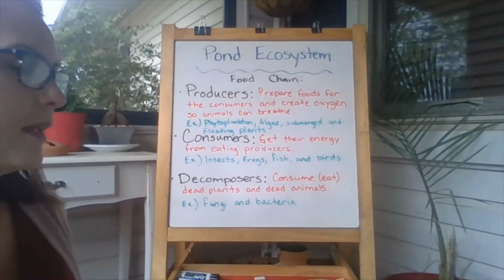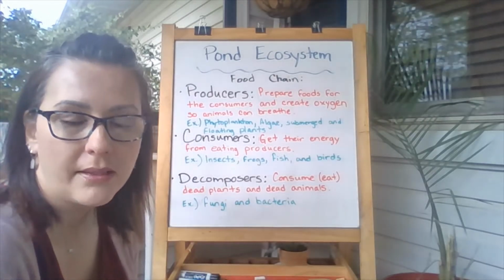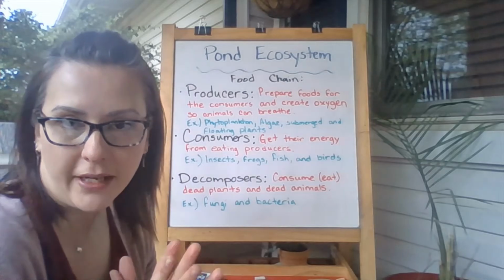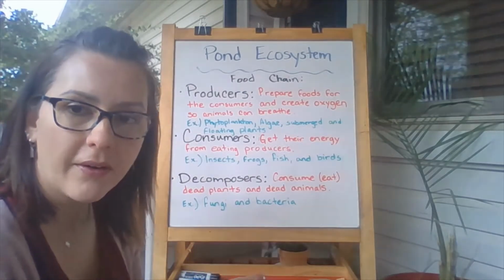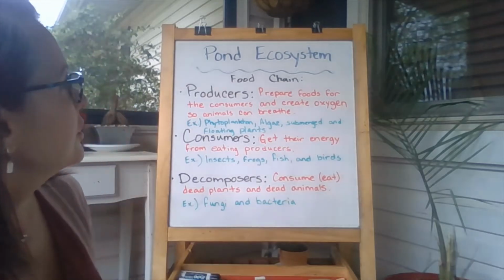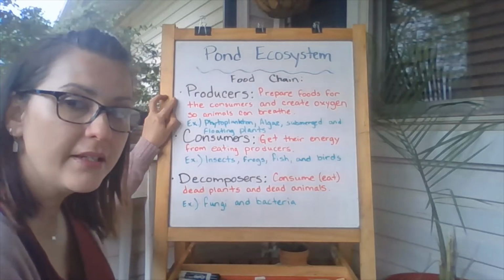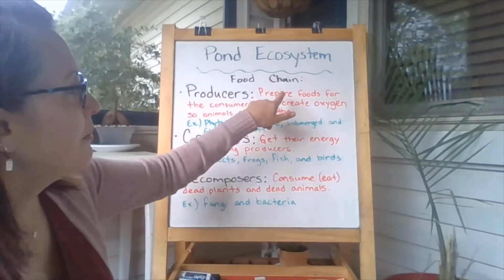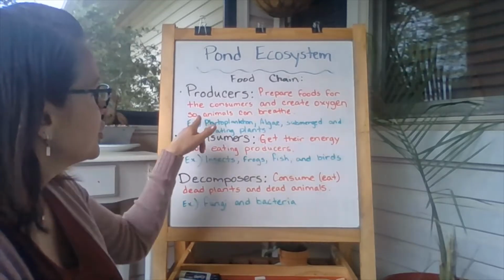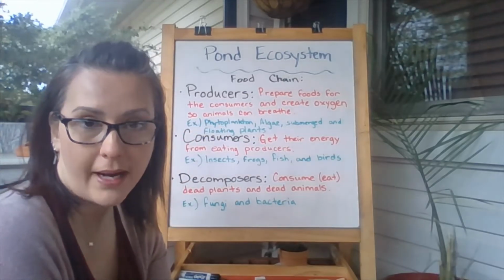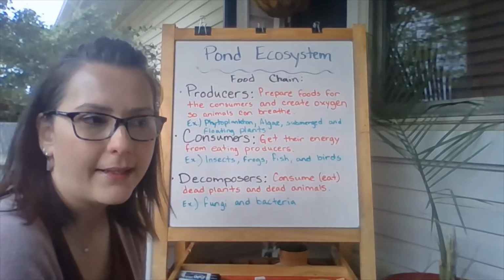There we go. All right, so the first thing we're going to talk about, the basic things that make up a pond. You have to have a food chain. A food chain is important because without one or the other, that pond won't survive. So we're going to start with our producers. Producers is just a big word that means they prepare foods for the consumers and create oxygen so animals can breathe. Okay, so some of these examples are going to be phytoplankton.